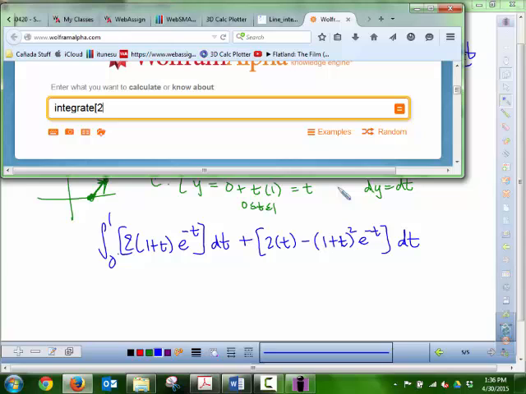So we're going to integrate 2 times (1 plus t) times e to the negative t, plus (t minus (1 plus t) squared) times e to the negative t. That's it. t goes from 0 to 1.